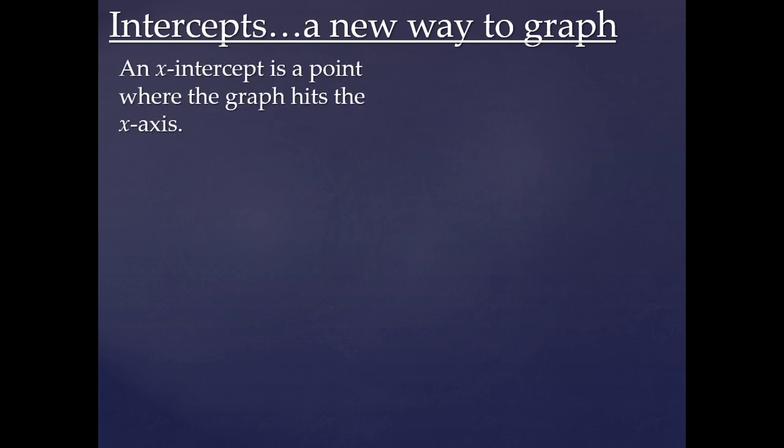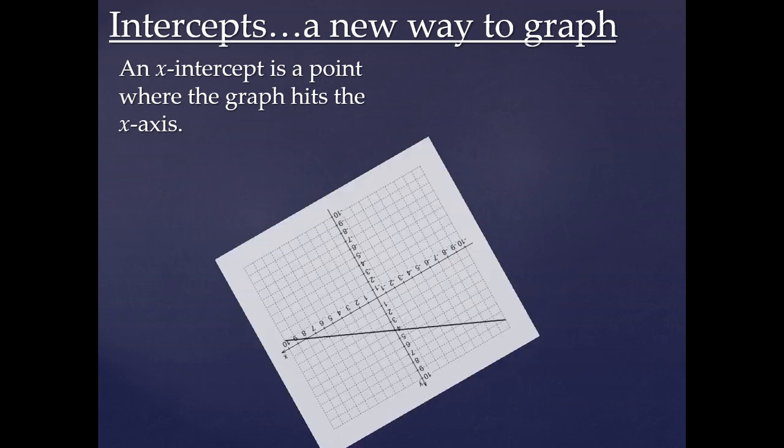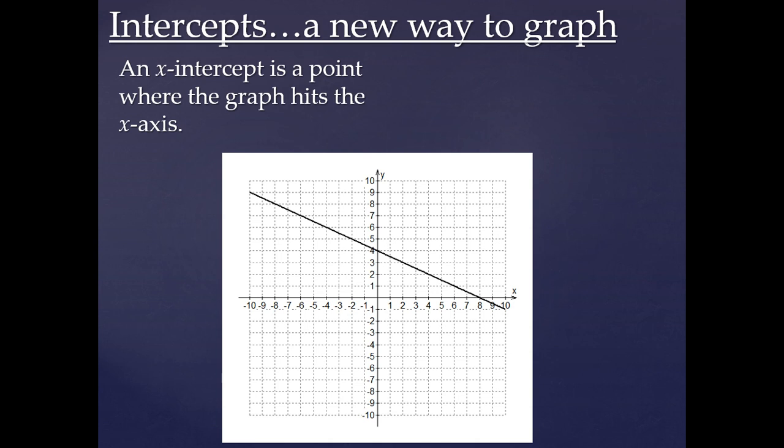So first, let's talk about an x-intercept. Maybe we have an idea of what an x-intercept is, but we haven't deliberately talked about it specifically. It's just a point on the graph where the line hits the x-axis. In this graph, the line crosses the x-axis right at positive 8, so we can say that this line has an x-intercept of positive 8.